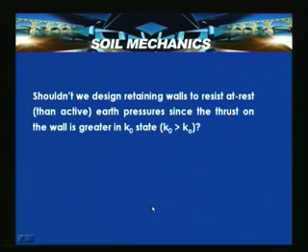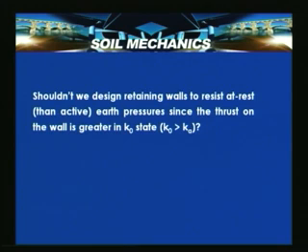Now we have discussed two states, active states and passive states, and when you look into it, K naught is actually greater than Ka. So we should ask ourselves, shouldn't we design retaining walls to resist at rest rather than active earth pressures, since the thrust on the walls is greater in the K naught state? That means, do we need to design walls for earth pressure at rest conditions?